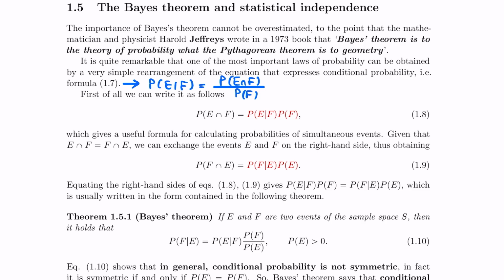However, since the intersection is symmetric, we have that the probability of E intersection with F is equal to the probability of F intersection with E, and so we can exchange E and F on the right-hand side of this equation, obtaining this. Since these two probabilities are exactly the same, then also this product of probability is exactly the same. The last equality gives this formula, which is usually written in the form presented in Bayes' theorem.